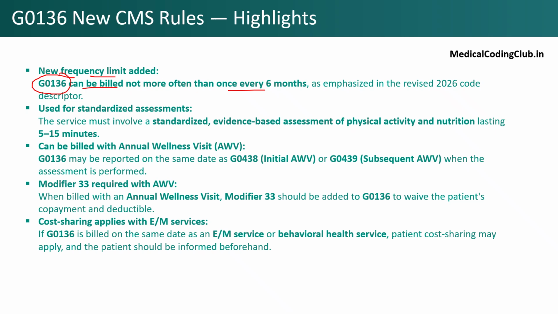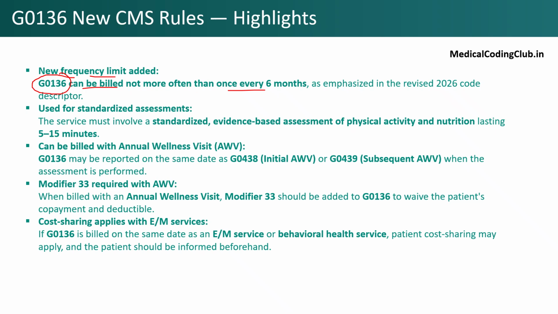Next, where to focus. After this change there are four major areas that we have to focus on. The first one, as I said, is the limited period: has 6 months passed since the last G0136? You must verify with the patient visit history, and only then proceed to bill with the code G0136. If it is not 6 months, maybe 4 or 5 months, then you should not bill it. This is one of the most common concerns that we are seeing.